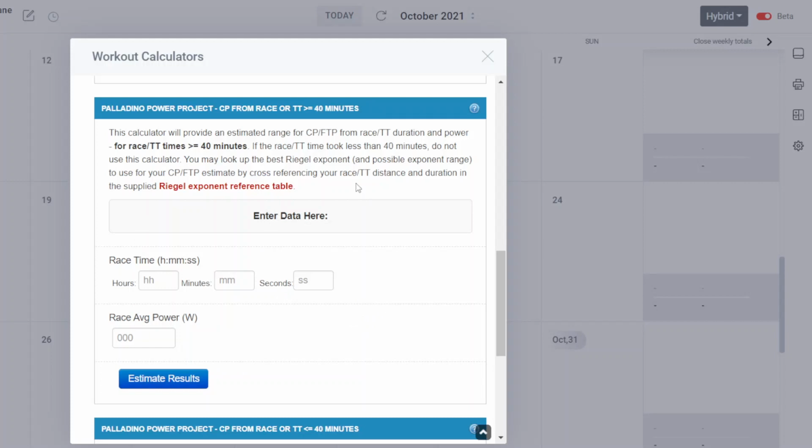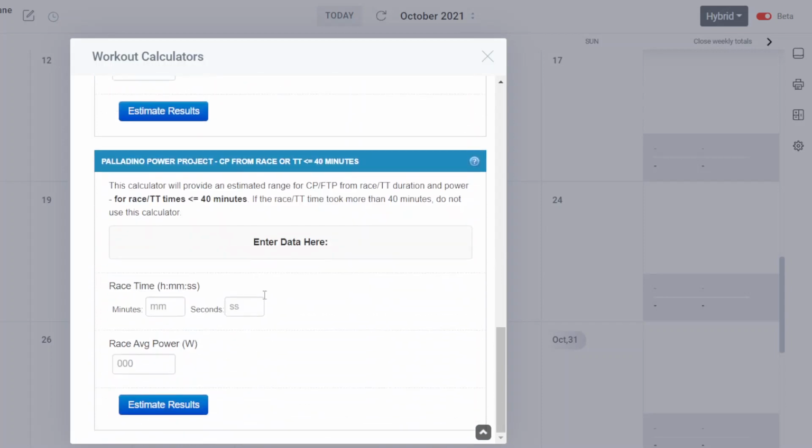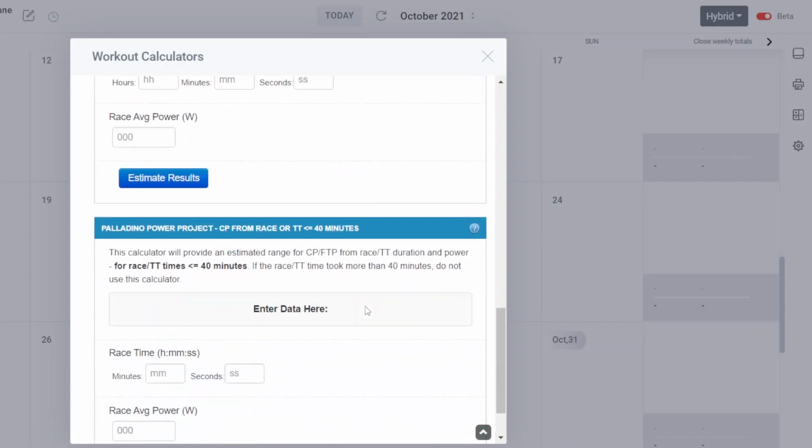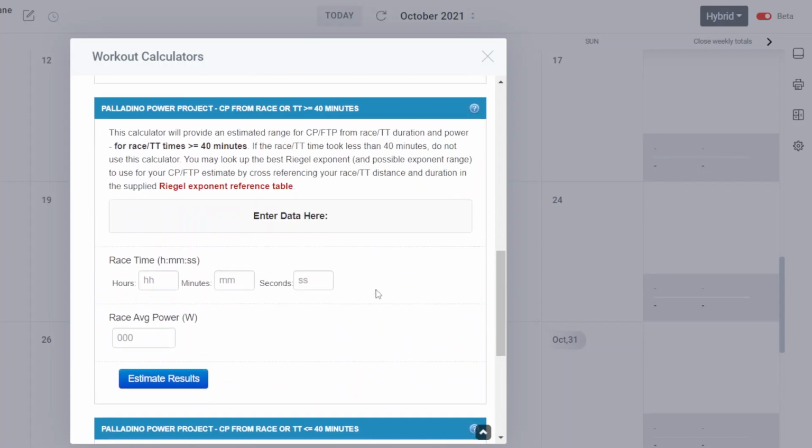You'll find that if you have something that's almost right on 40 minutes, let's say it's 39:30 or 40:42, if you put that information in both of these calculators, you're going to get nearly the identical estimate. But as you deviate further from that 40 minutes in the shorter domain, use this last calculator. And if it's deviating further from 40 minutes in the longer domain, then use this particular calculator.